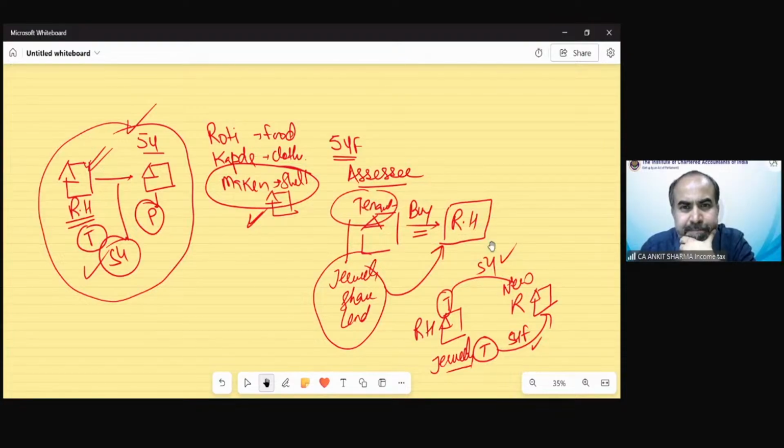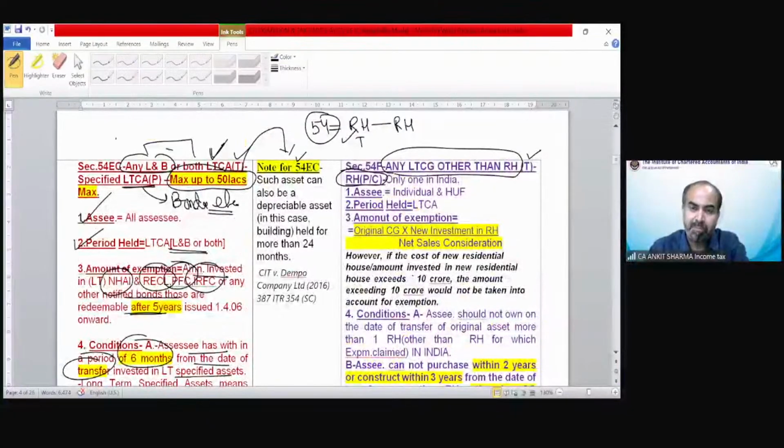Next, let's discuss section 54F. So you have understood the basic reason behind the drafting of section 54F. Now the other conditions almost look alike or similar to section 54. Most of the conditions.